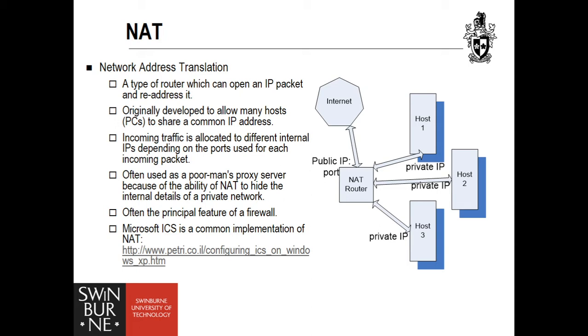It is also often used as a poor man's proxy server because of the ability of NAT to hide the internal details of a private network. It is often the principal feature of a firewall. Microsoft ICS is a common implementation of NAT.